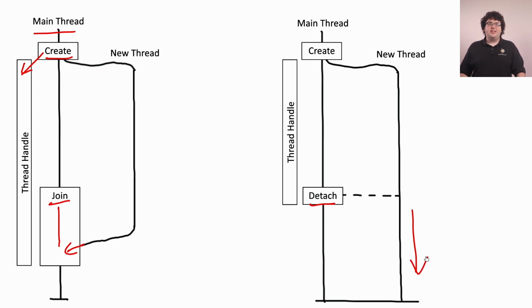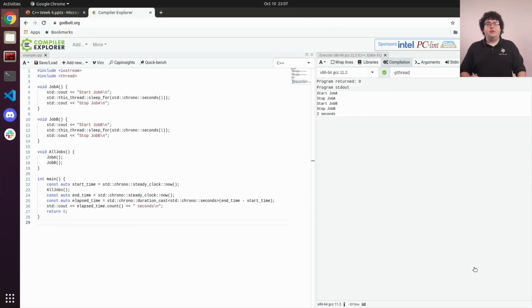Now let's set up a quick example using the std::thread class in the standard library to manage threads in our C++ code. Here I've created a program that has two jobs to do. Each job takes 1 second to run. The main function is timing how long it takes to execute both jobs via the allJobs function. All we're doing here is getting the time before we call allJobs and the time immediately after allJobs returns. Then we take the difference of the two times to figure out how many seconds have passed.